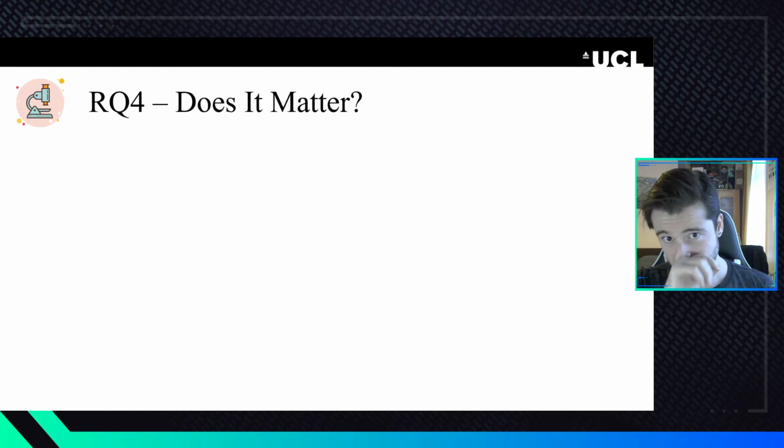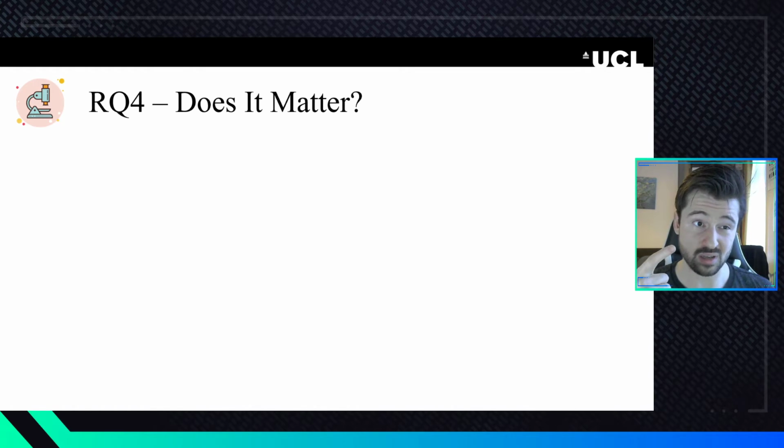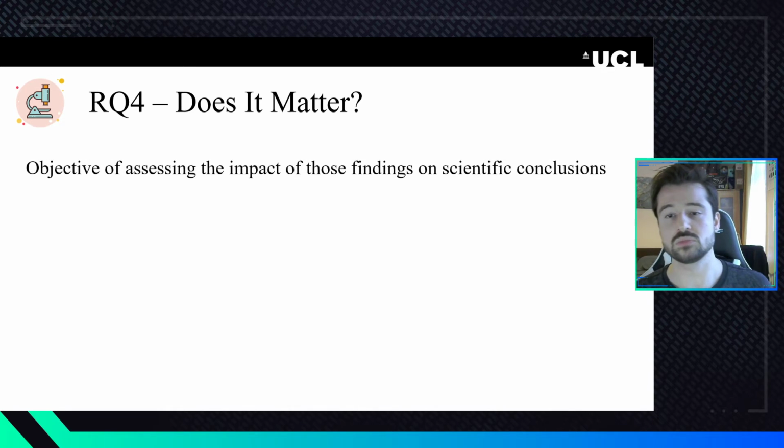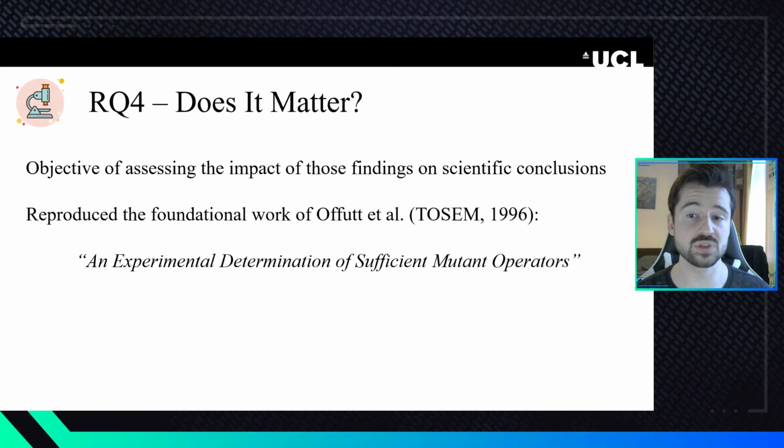Okay, now that we established that there is a non-trivial error, that this error is larger at scale, that it's worse at scale, and that the ranks of the strategies change, the final question is, does it really matter? So to answer this question, the objective is to assess the impact of those findings on scientific conclusions of previous work. So to answer that, we've reproduced the work of Offutt et al. Published at TOSEM in 1996, called An Experimental Determination of Sufficient Mutant Operators.